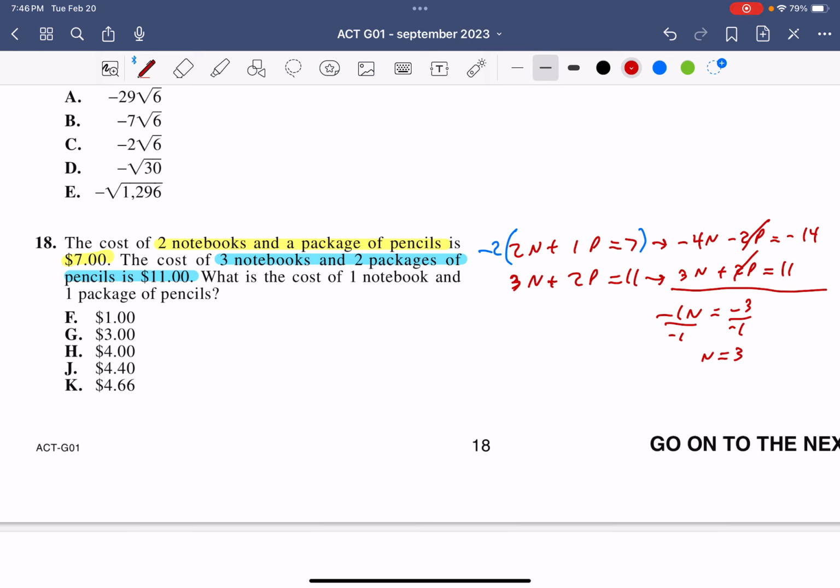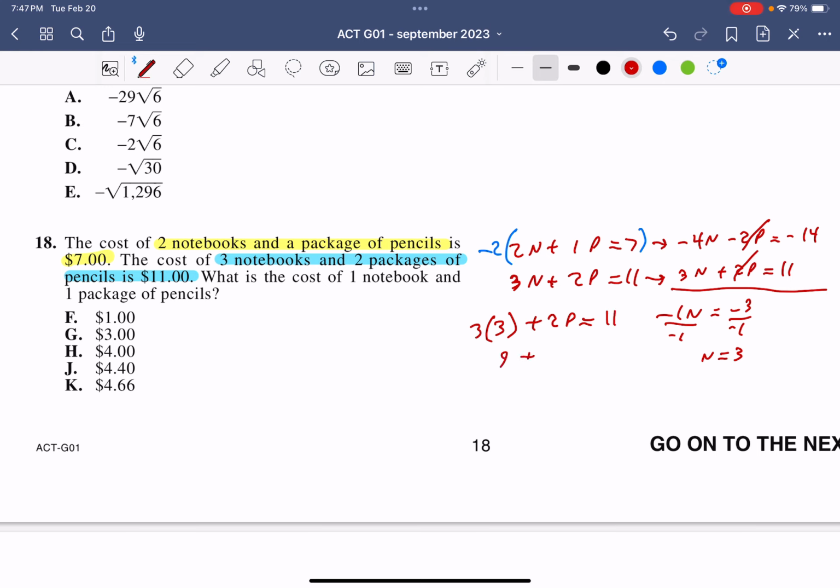So we have solved for one of the variables. To solve for the other variable, I'm going to take N equals 3 and plug 3 in for N in one of the original equations. Doesn't matter which one you use. I'm going to use the second equation. Again, you could have used either equation. So now instead of N, I'm plugging in the value for N that I just found, which is 3. So 3 times 3 plus 2P, and that is equal to 11.